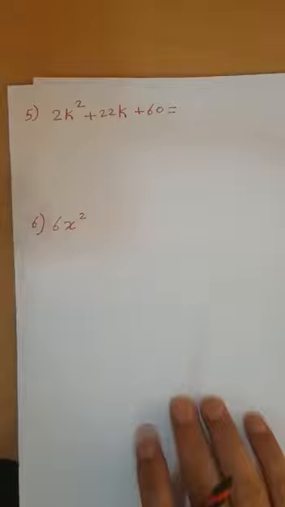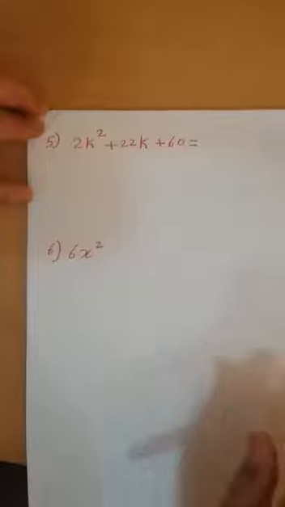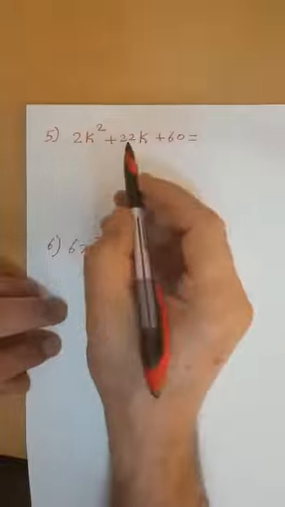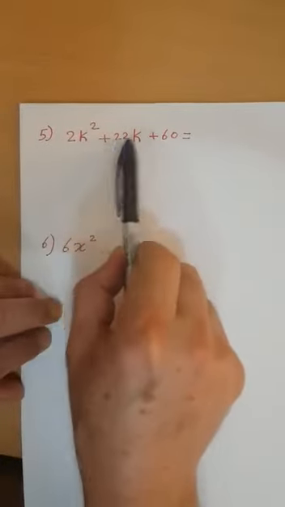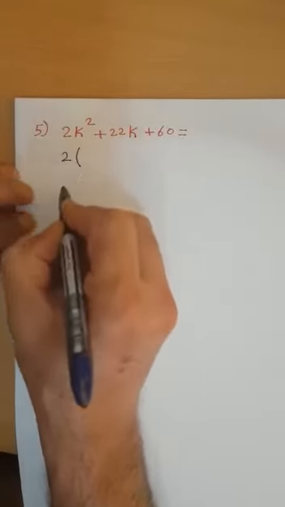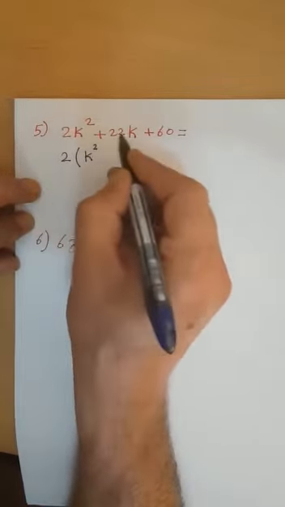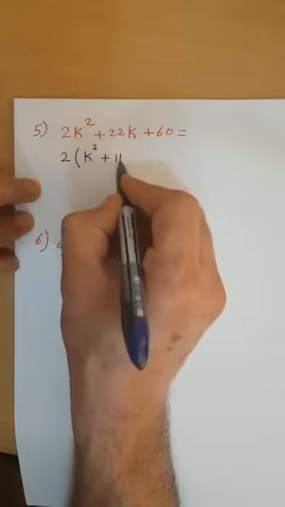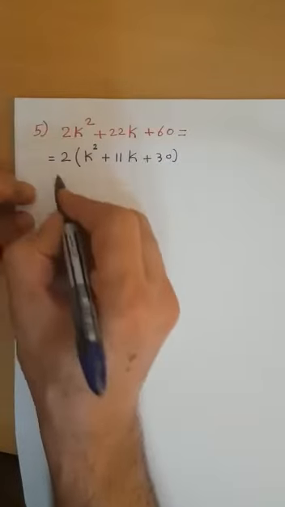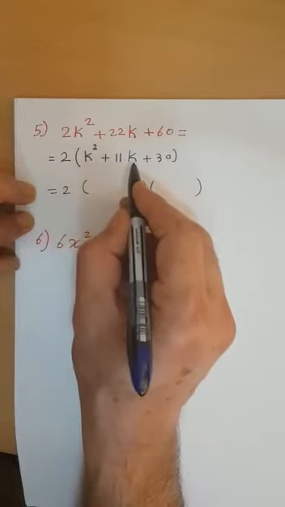Okay, let's continue to another question. Factor 2k squared plus 22k plus 60. Look, I have a common factor now. 2, 22, 60 are all even numbers divisible by 2. So take 2 as the first common factor, okay? And write the remaining expression inside. I mean divide each term by 2: k squared plus 11k plus 30. Then write 2 again and try to factor the remaining trinomial, k squared plus 11k plus 30.